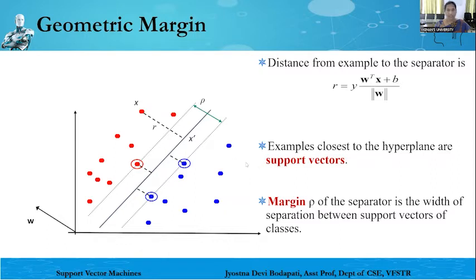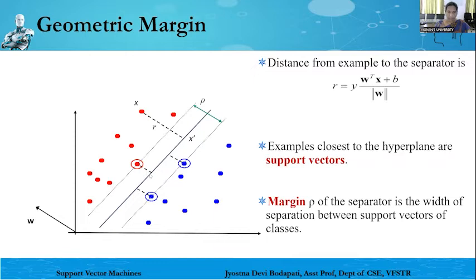And we understand that the examples that are closest to the boundary are the support vectors. Here we can see this is the example on the boundary of the margin from the positive class, and these two are the examples closest to the boundary from the negative class. These examples are known as the support vectors. And then what is the margin? We represent it with the rho symbol, and it is the width of the separation between the support vectors of either of these classes.